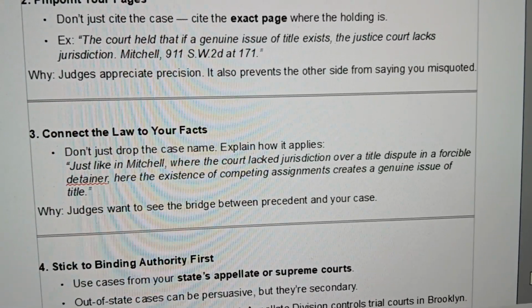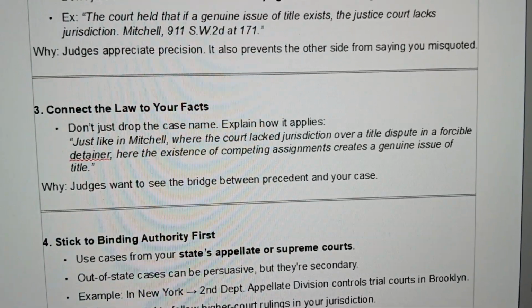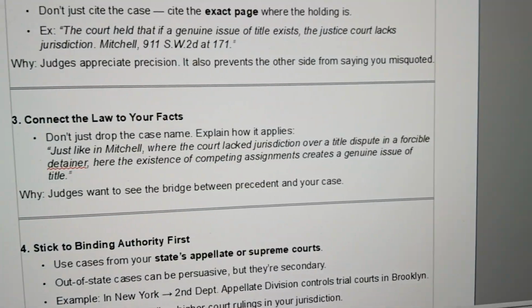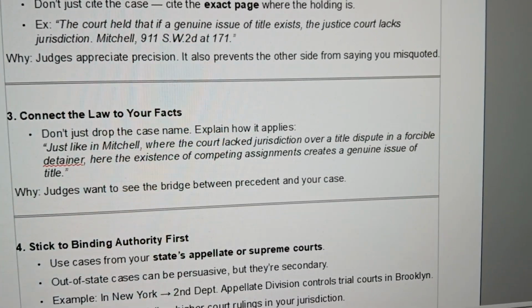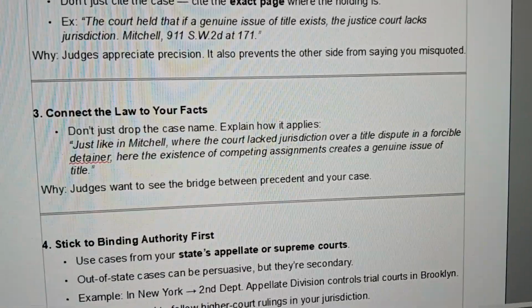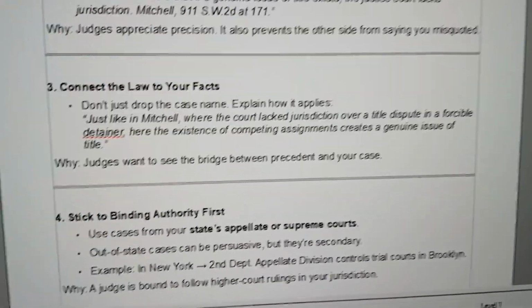Connect the law to your facts. Don't just drop the case name, explain how it applies. Just like in Mitchell, where the court lacks jurisdiction over a title dispute in a forcible detainer, here the existence of competing assignments creates a genuine issue of title. Why? Judges want to see the bridge between precedent and your case.